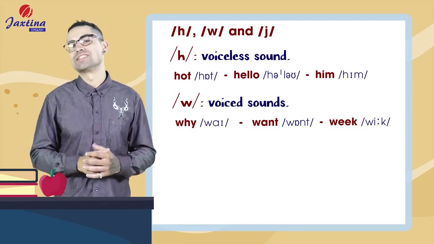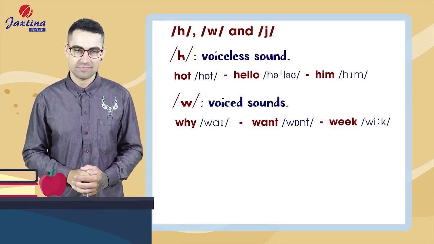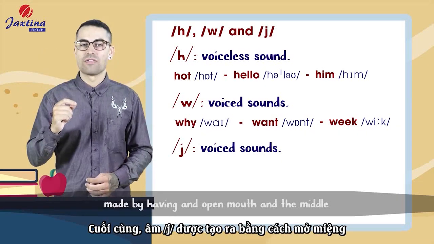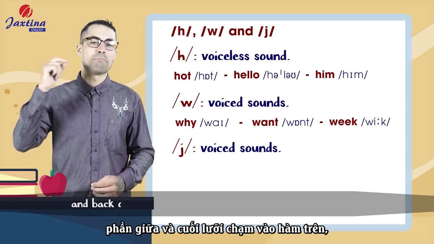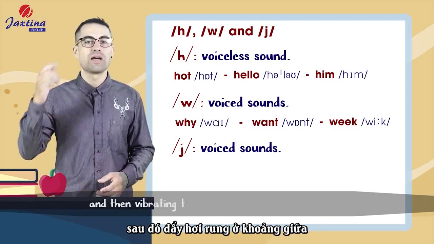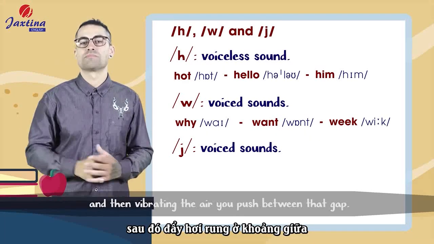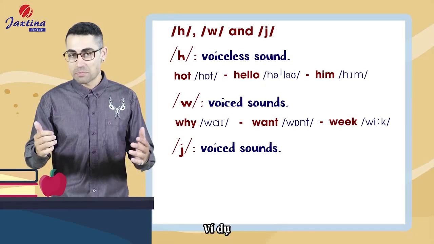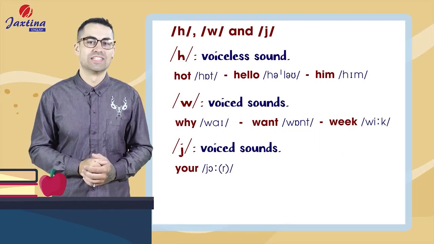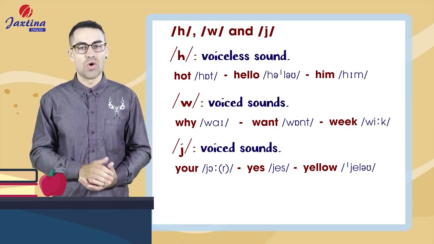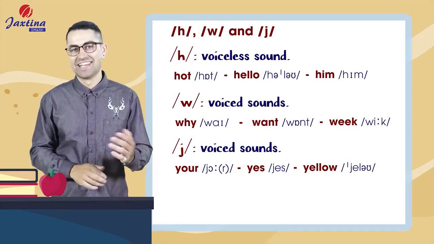So this one is made by having an open mouth and the middle and back of your tongue very close to the roof of your mouth, and then vibrating the air as it passes between that gap. Ya. Some examples: your, yes, yellow.